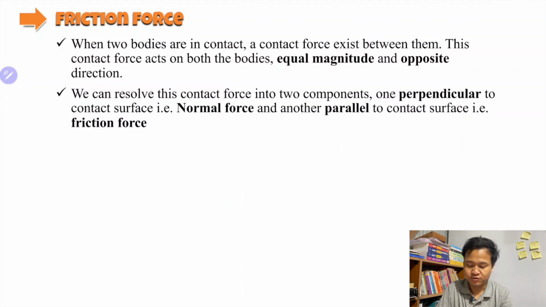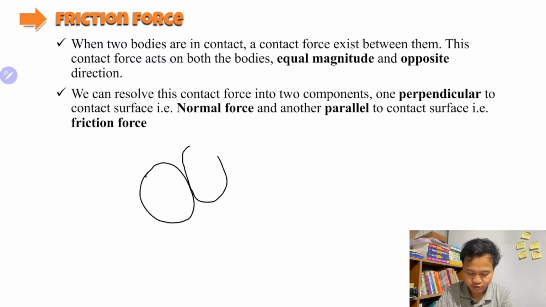So how does friction force originate? See, suppose any two bodies are in contact. At the point of contact you will have a contact force. At the microscopic level there are molecules and particles, and due to the attraction and interaction of these particles, it creates a contact force. Let's say this is contact force Fc. Contact force will act on both the objects.